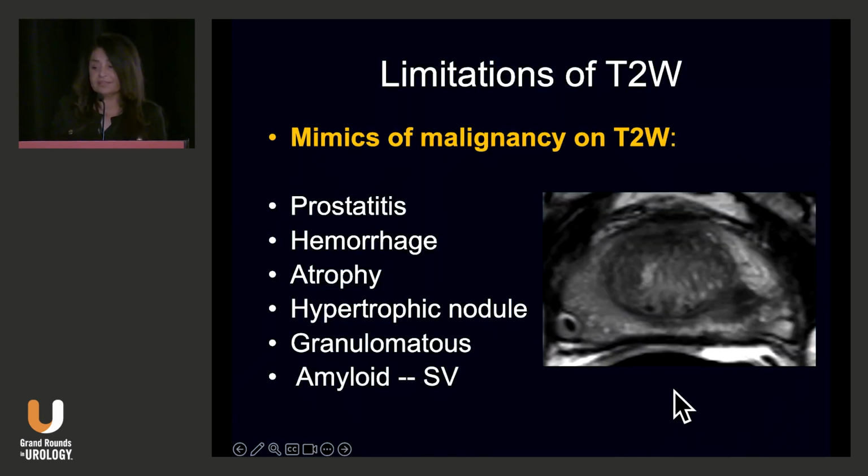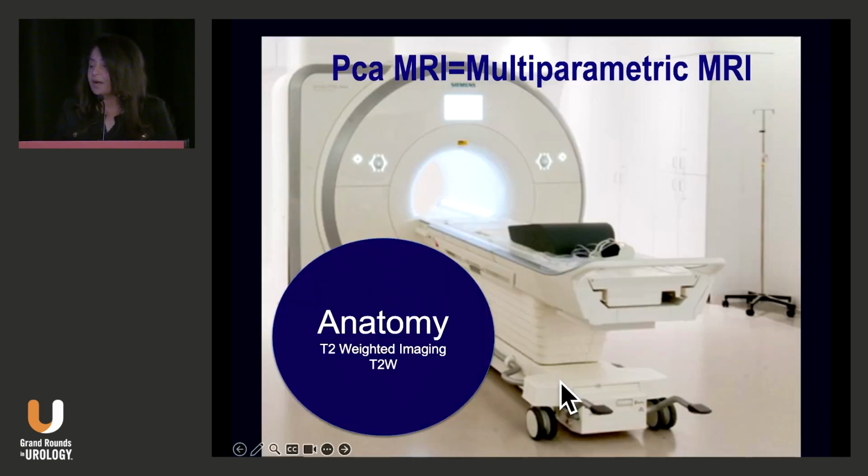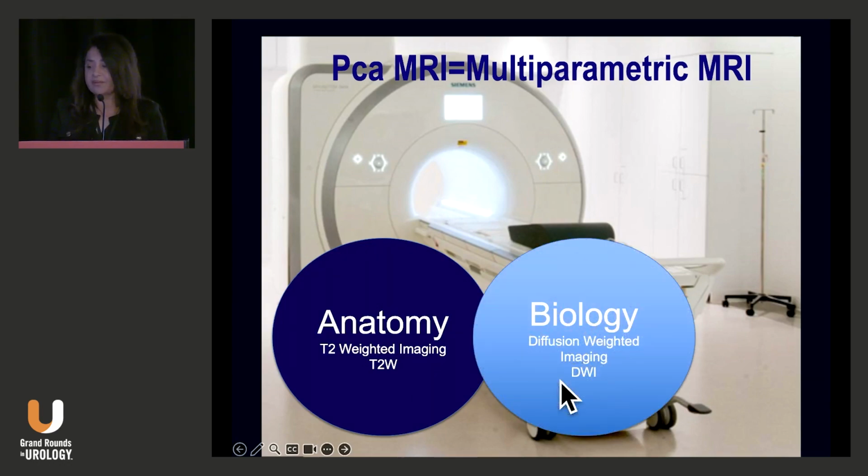There are several mimics of malignancy on T2. So T2 is great, right? I was showing you the mass, but a lot of things can look like cancer on T2. For instance, that's a hematoma. So anatomy is great, but we really need some other sequences to better evaluate.